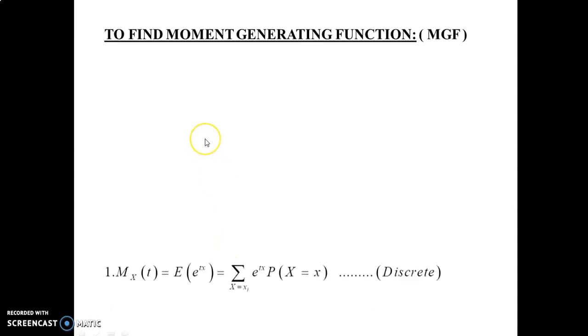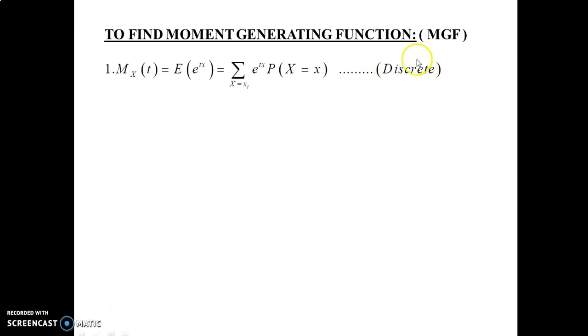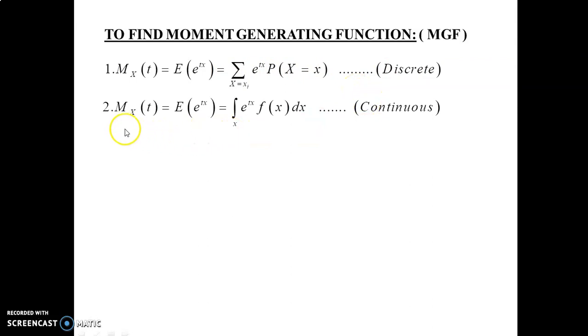Next, to find the moment generating function, MGF. In the discrete model, the MGF is Mx of t equal to expectation of e power tx. Mx of t means the moment generating function, denoted by E of e power tx, which, using summation symbol for discrete, equals summation over x of e power tx into P of X equal to x. In the continuous model, Mx of t equal to E of e power tx, using integral form for continuous, equals integral of e power tx into f of x into dx.